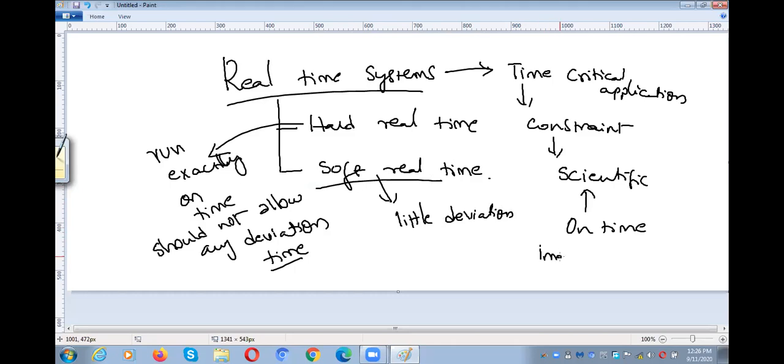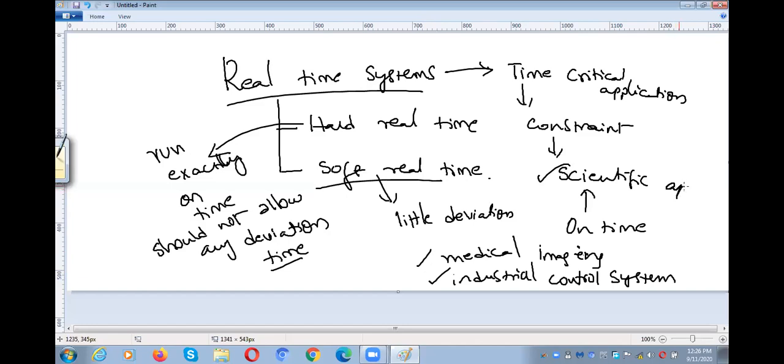Generally, medical imaging, and next industrial control systems. So machinery controls, all those things need to be done on time, right? So medical imaging and industrial control systems, your scientific applications. All these applications require real-time systems.